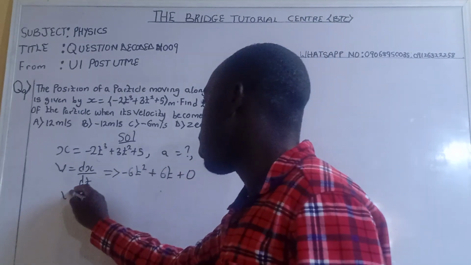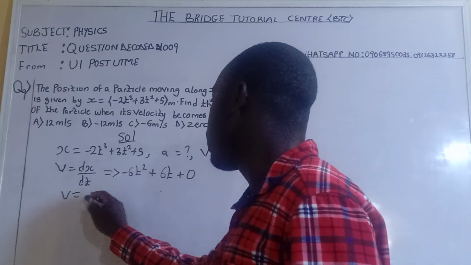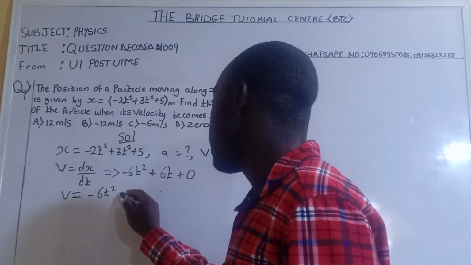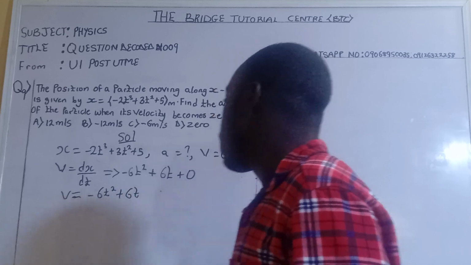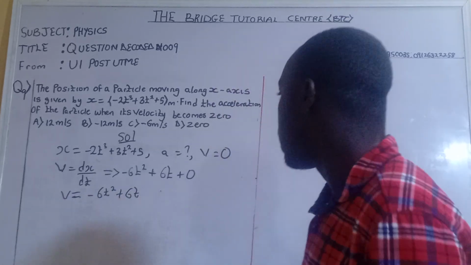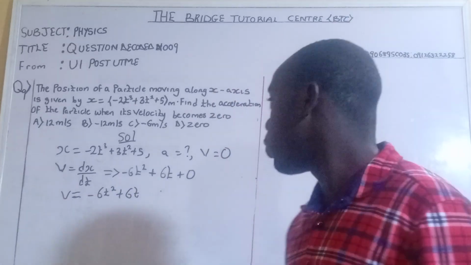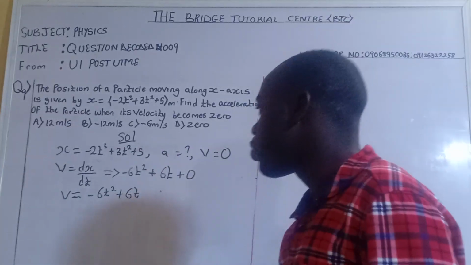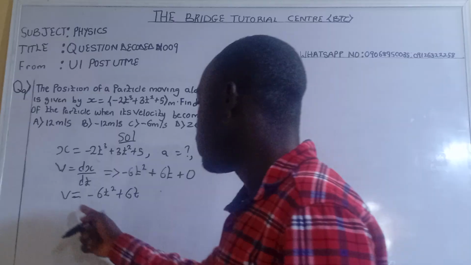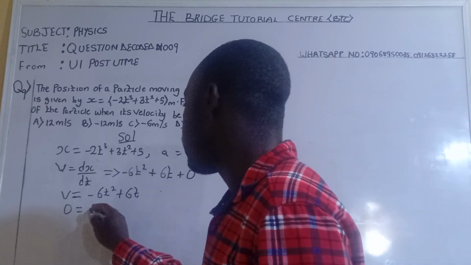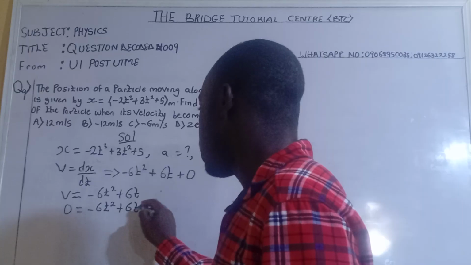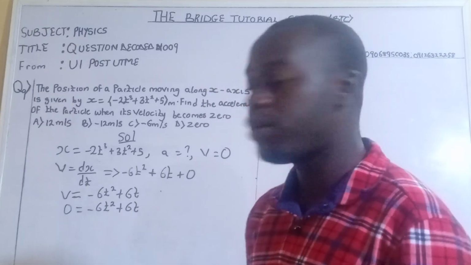So the equation for our velocity is v equals minus 6t squared plus 6t. But we are looking for the acceleration at v equals 0. So at v equals 0, we have 0 equals minus 6t squared plus 6t. You can see we can find our t from here.